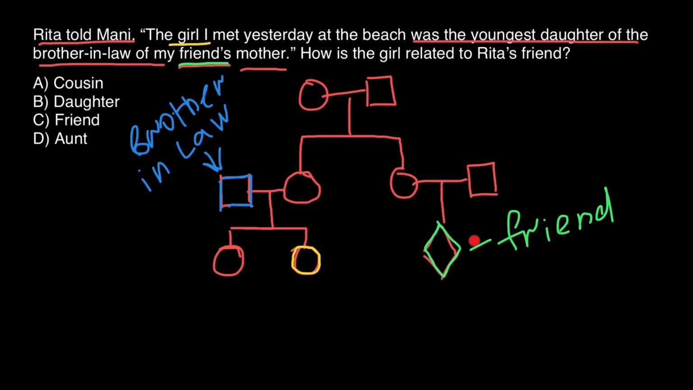And here's the friend. So what is the relationship between the friend and this girl that Rita met yesterday at the beach? As you see, they are clearly cousins. So the answer is A. I hope you also got this answer. As you see, it is very easy to solve this type of problem if you know how to build pedigrees.